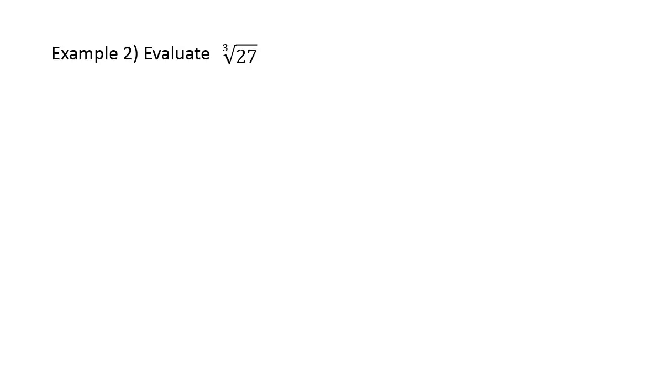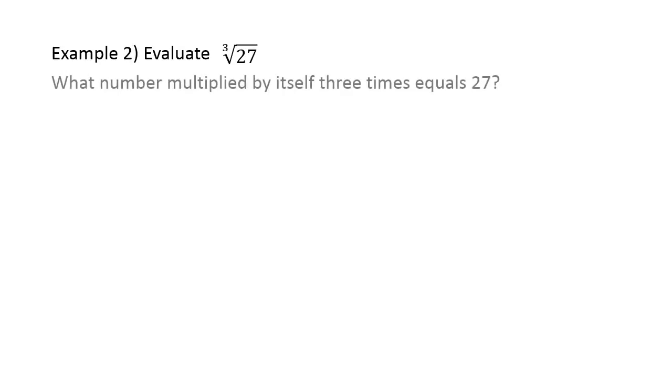Example 2. Evaluate the cube root of 27. What number multiplied by itself 3 times equals 27? The answer is 3. 3 times 3 is 9, times 3 is 27.